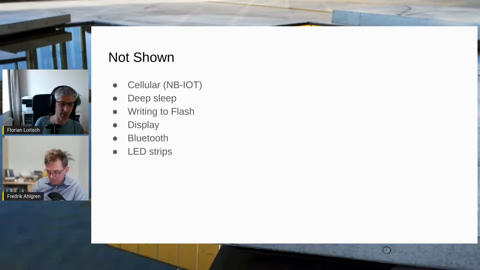I didn't show deep sleep. Writing to flash, a display, we have a nice library to use displays. So I think some of you have the health tech devices, I think, have displays. Yeah. So they might be nice to use there. Bluetooth, only BLE, but still very nice. And then if you have LED strips, use them, play with them. It's extremely fun. And if you don't have them, get them. It's very nice to do something that is visually appealing and so productive in terms of getting something done. Yeah.